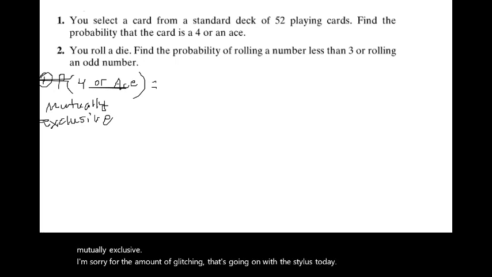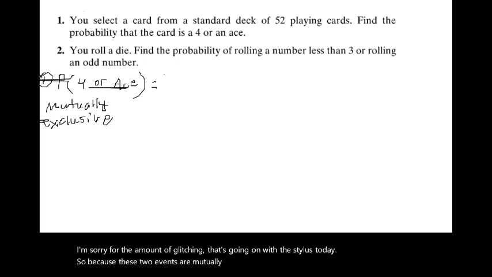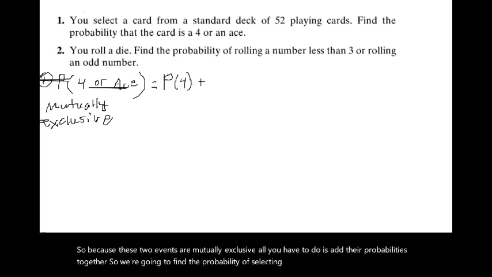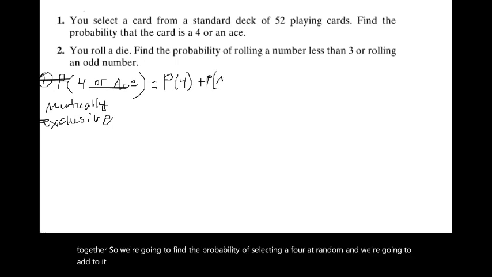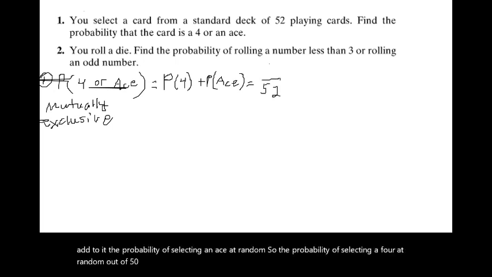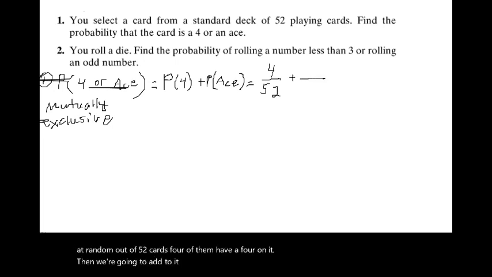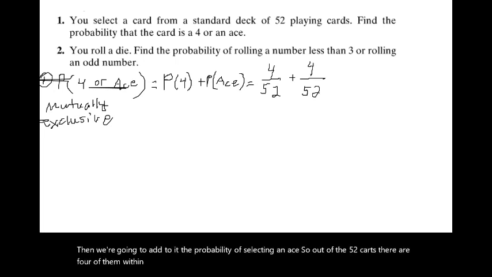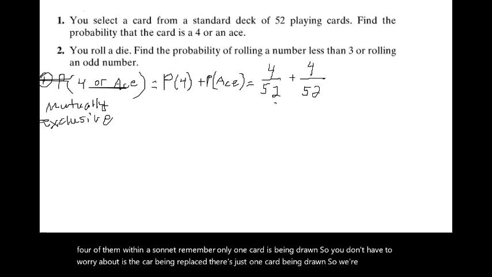So because these two events are mutually exclusive, all you have to do is add their probabilities together. So we're going to find the probability of selecting a 4 at random, and we're going to add to it the probability of selecting an ace at random. The probability of selecting a 4 at random, out of 52 cards, 4 of them have a 4 on it. Then we're going to add to it the probability of selecting an ace. Out of the 52 cards, there are 4 of them with an ace on it. Remember, only one card is being drawn, so you don't have to worry about the card being replaced. We're finding the probability that it's a 4 or an ace.